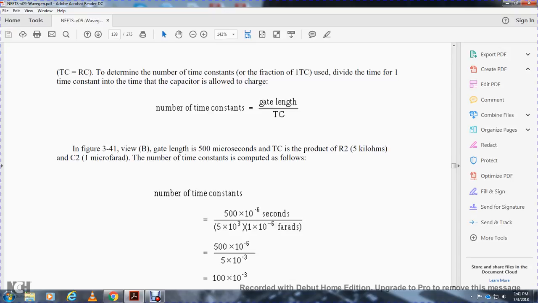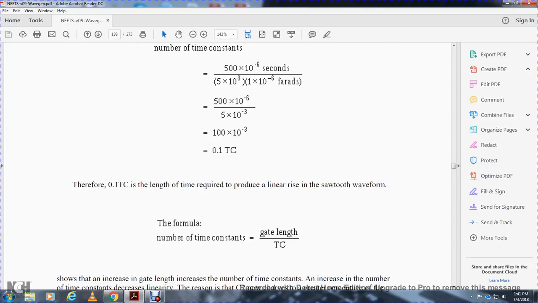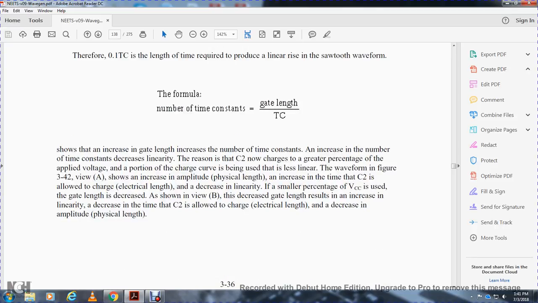500 times 10 to the negative 6 seconds, divided by 5 times 10 to the third ohms times 1 times 10 to the negative 6 farads. You get 1/10 of a time constant. Therefore, the length of time required for the rise of the sawtooth waveform is the gate length over the time constant.